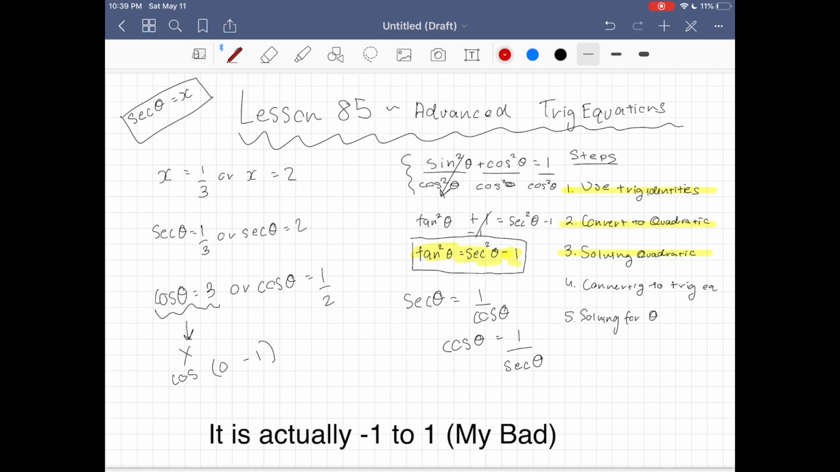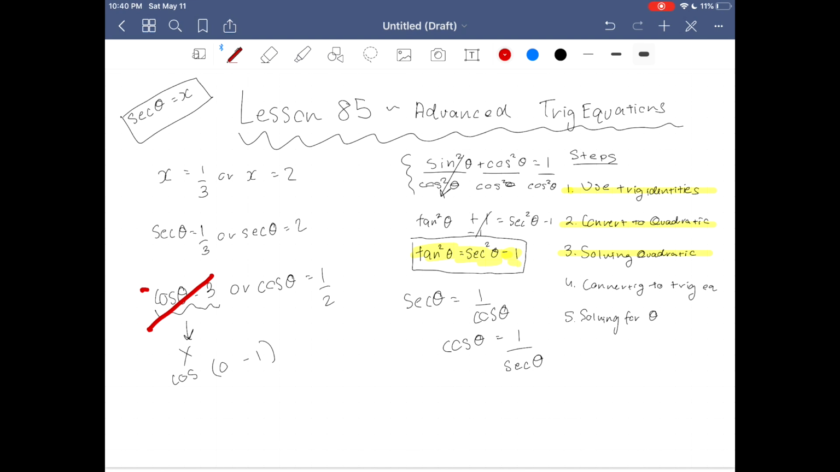So let's just cancel that out with a big fat X. This is not a possible solution. I'll actually just cancel it out so you can see that. And I'll just get rid of this part right here. Okay, so now we have cosine theta equals 1/2. And from this point, to solve for theta, let's just mark this down.